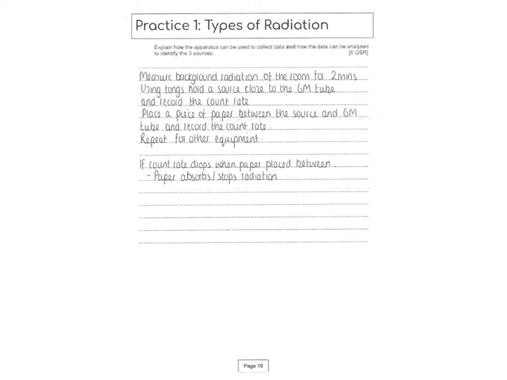3 sources. So the first thing we need to do is measure the background radiation of the room for 2 minutes. Using tongs, hold a source close to the GM tube and record the count rate. So to see how much radiation is given off. Then we've got to place a piece of paper between the source and the GM tube and record the count rate. We would then repeat for the other equipment. If the count rate drops when paper is placed between the GM tube and the source, we know it emits alpha radiation because paper stops alpha radiation.